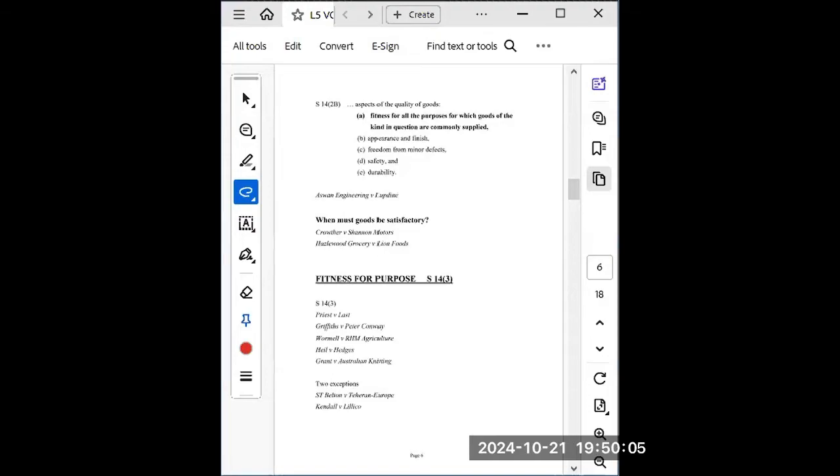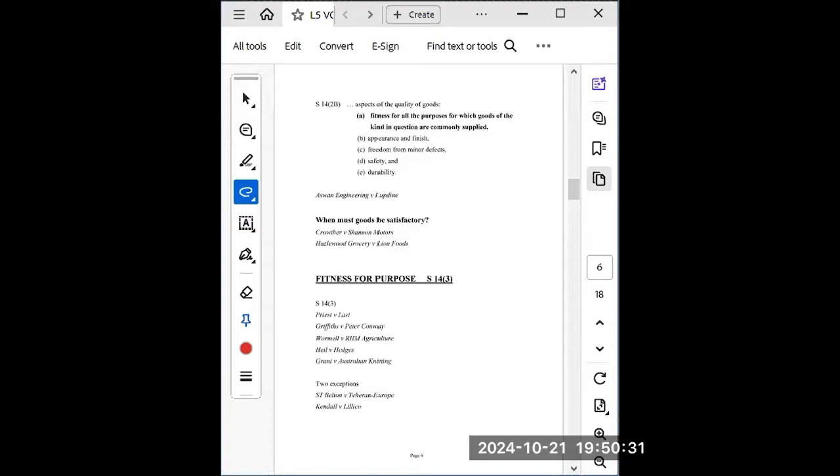It's unreasonable for the buyer to rely. The buyer cannot expect the seller to know the safety regulations of all the countries he sells and delivers goods to. Unreasonable for the buyer to rely on the seller's skill and judgment. So the court said no breach of 14.3.